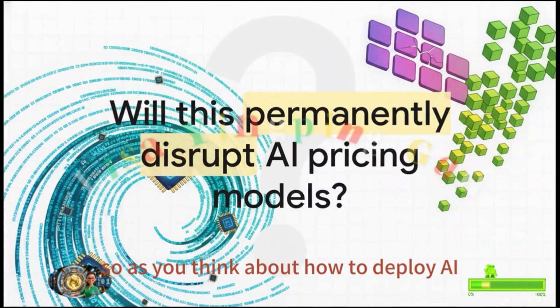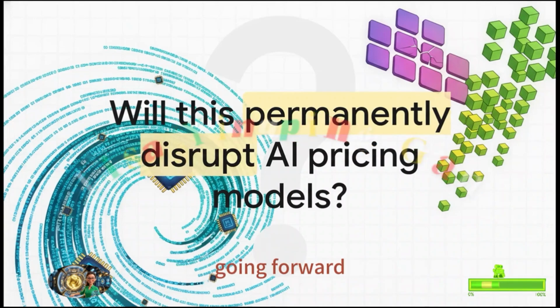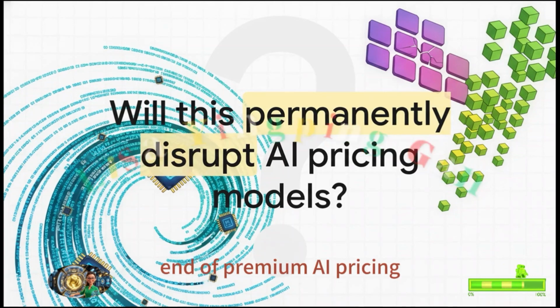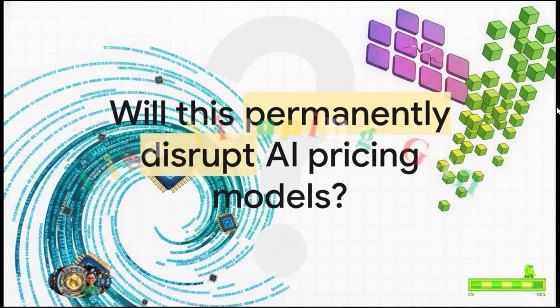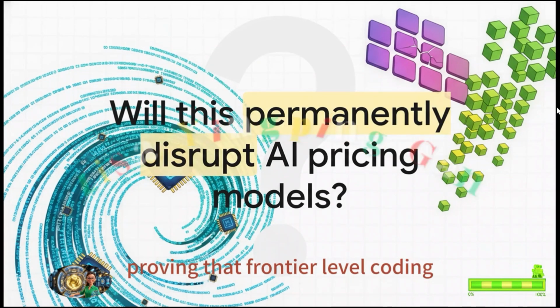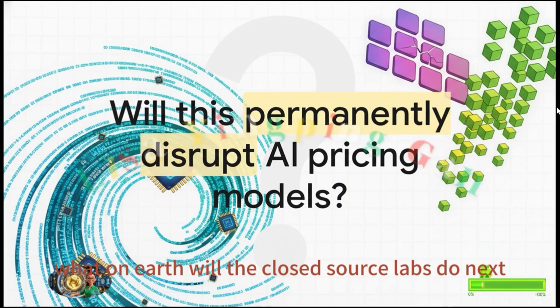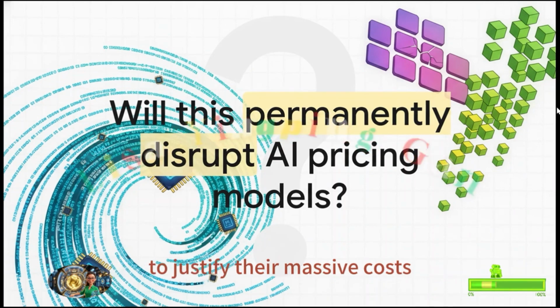So, as you think about how to deploy AI in your own projects going forward, ask yourself this: are we witnessing the permanent end of premium AI pricing? With DeepSeek V4 proving that frontier-level coding and million-token context can be delivered for literally pennies, what on earth will the closed-source labs do next to justify their massive costs?